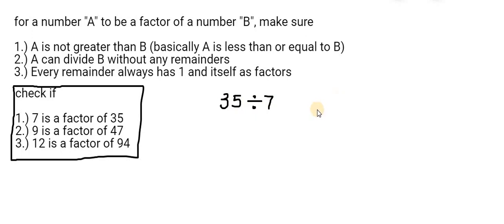Okay, so if we do this, remember the bus stop method. If we pick 3 first, 7 is bigger than 3, so there's no chance of that happening. So there's 0 7s in 3. And then we pick 35.